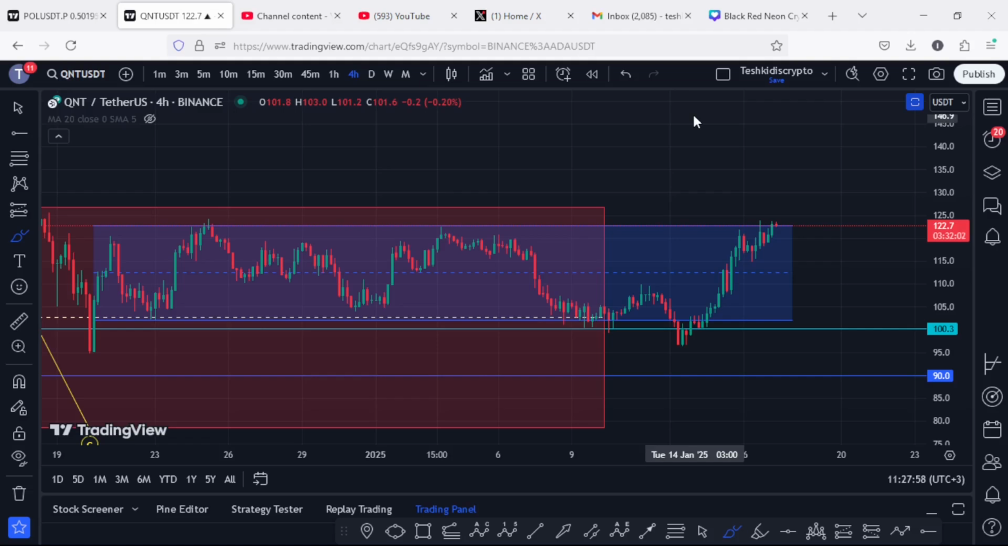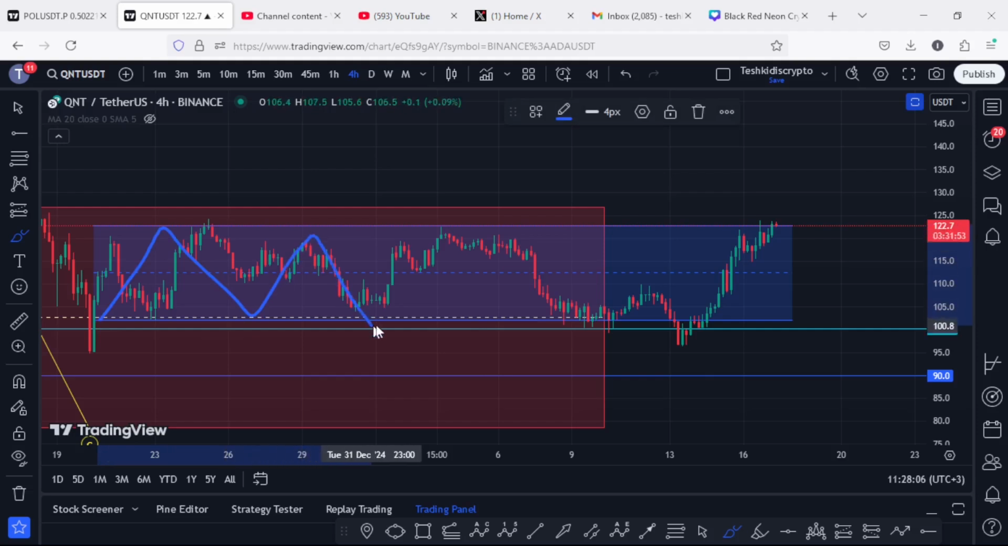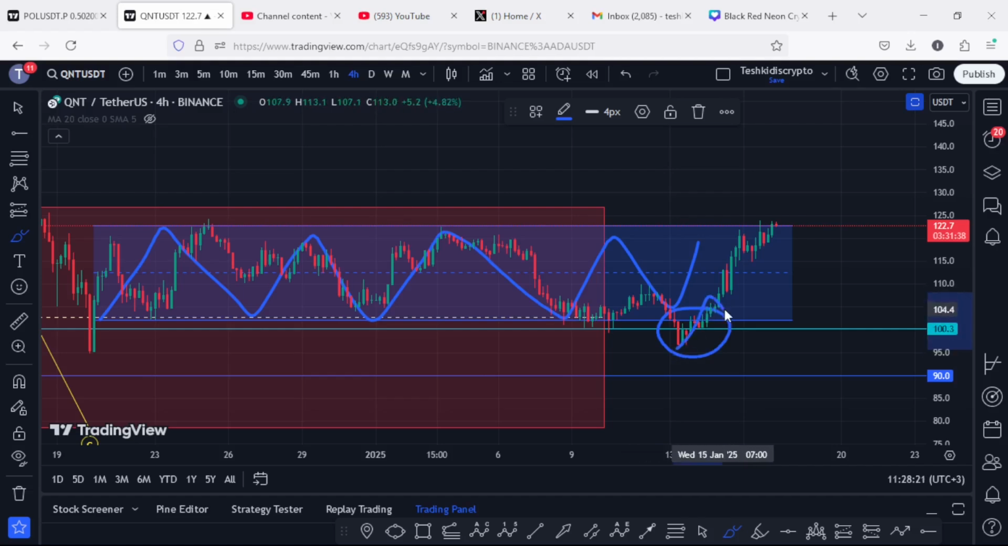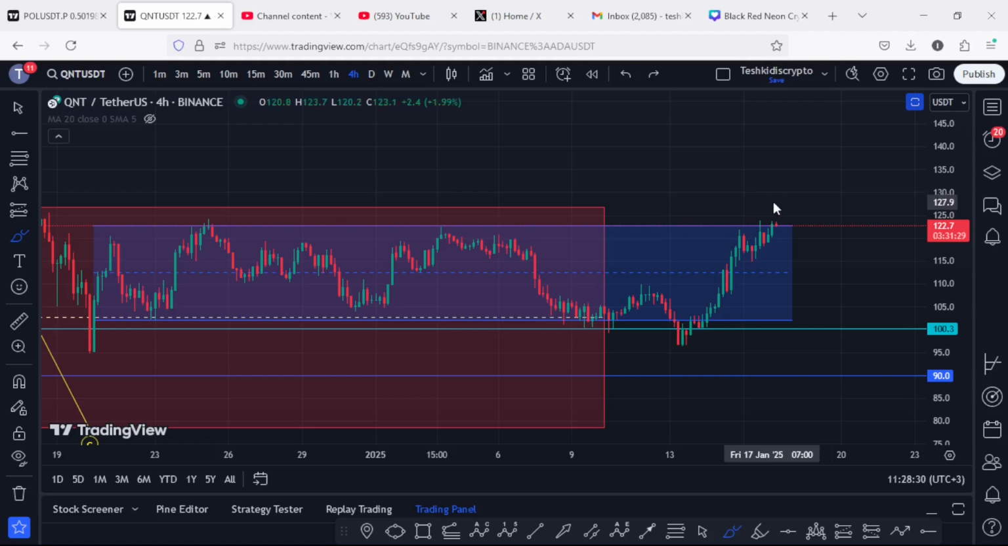Starting the video by first focusing on this consolidation zone that we have been stuck within between the 100.3 and the 122.7 USDT, where you can see that we have been seeing much of a consolidation within the area with no significant breakouts. And you can see that over here we saw a fake out to the lower side. Then we saw a bounce back, getting us back into this consolidation zone, and we are now attempting a breakout out of the consolidation zone to the upper side.